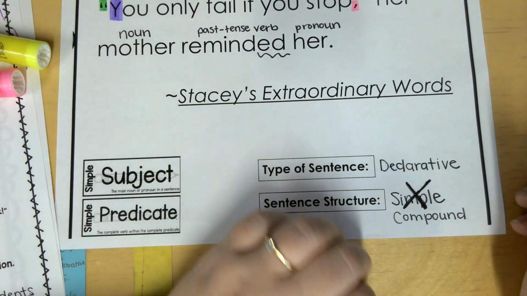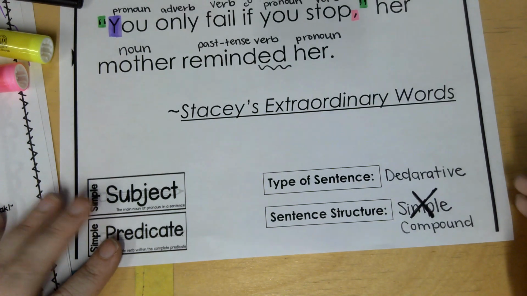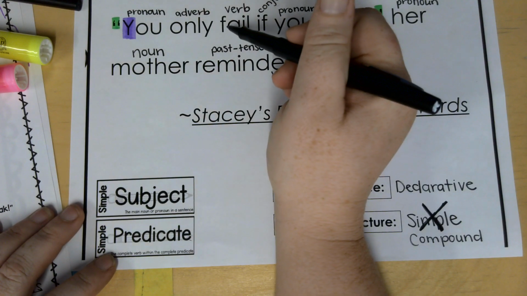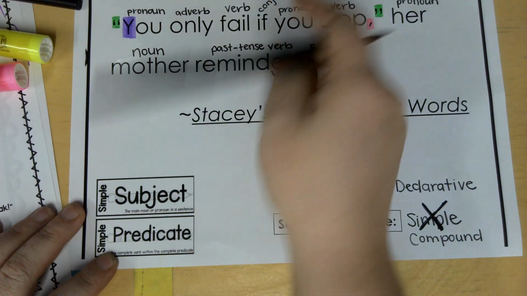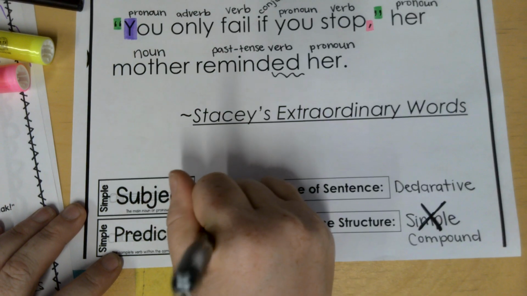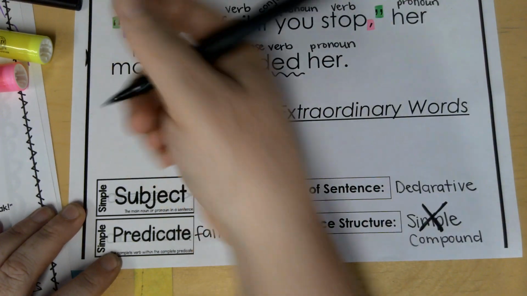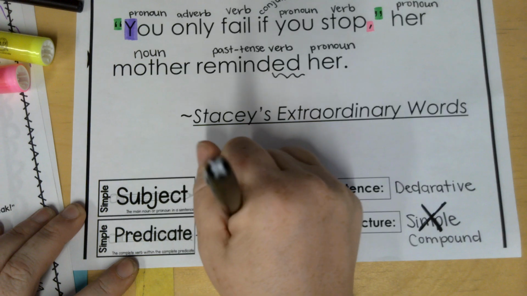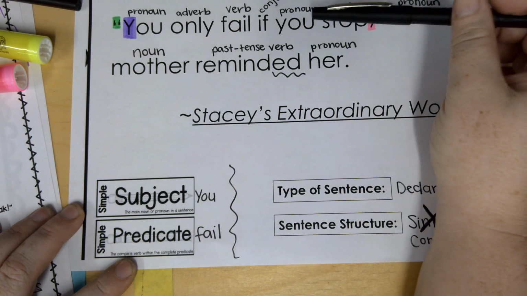Because if I tell you otherwise, it's going to bother me for the rest of my life. All right, so the subject is you fail, because fail is the action, which is the predicate. And who's doing the failing? You. Technically, you only fail, but we're not going to put that part. And then right here, it says you stop.